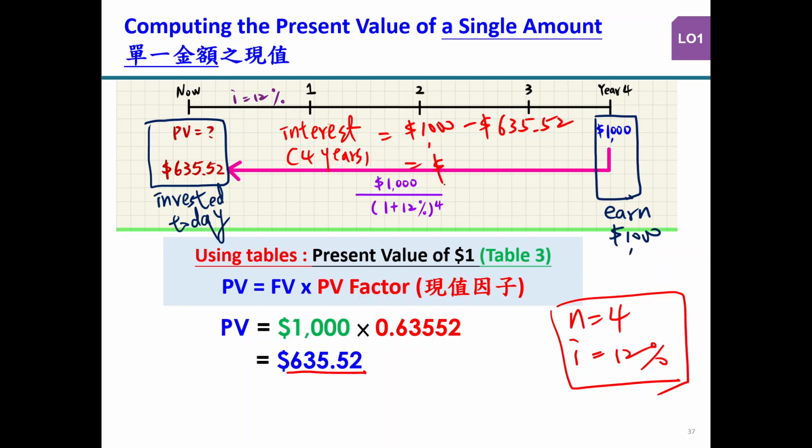So your interest should be $364.48. So that's the interest you earned during these 4 years. Okay?